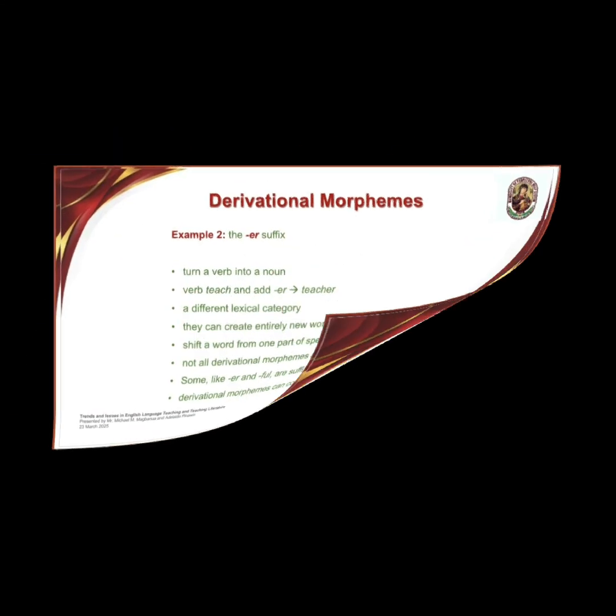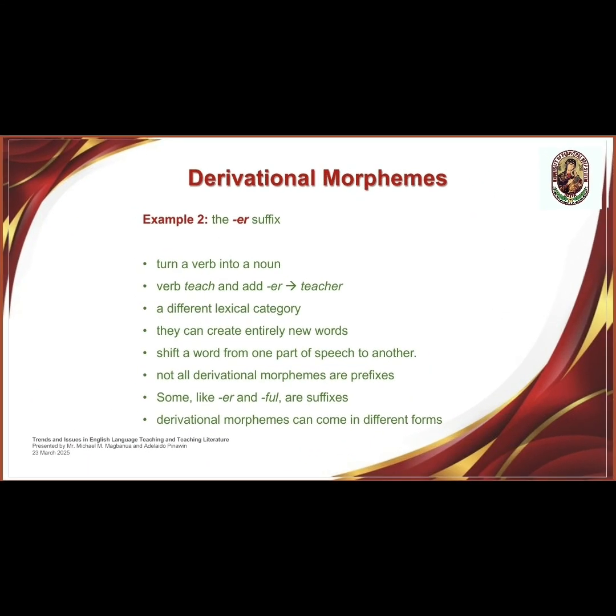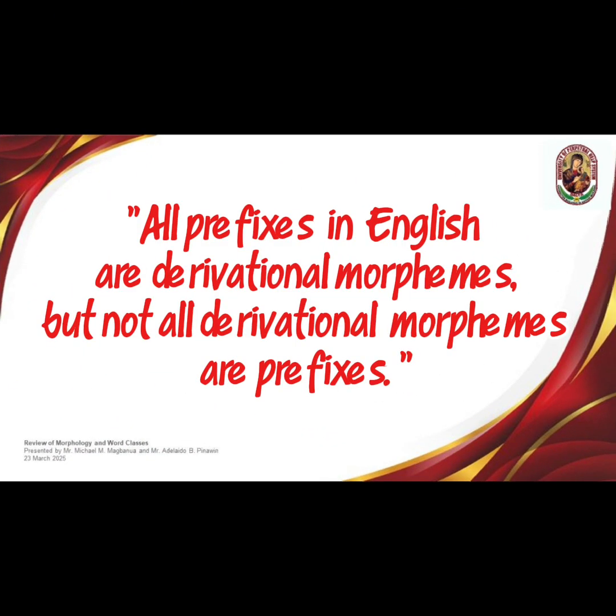Now also, if we take, for example, this er suffix, the agentive er suffix, then that means we could make a noun from a verb. Like if we take the word teach or the morpheme teach and we add er to the end of it, now we've got teacher, which is a noun, a different lexical category, a different part of speech. So that's what derivational morphemes can do. They can create new words in a language. Note that all prefixes in English are derivational morphemes, but not all derivational morphemes are prefixes.